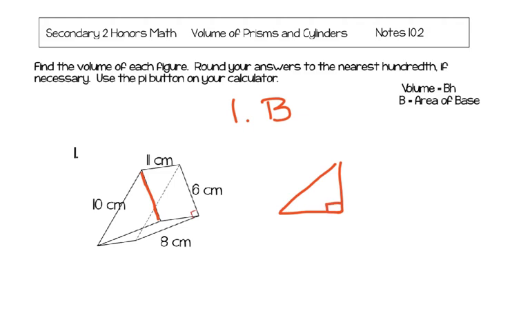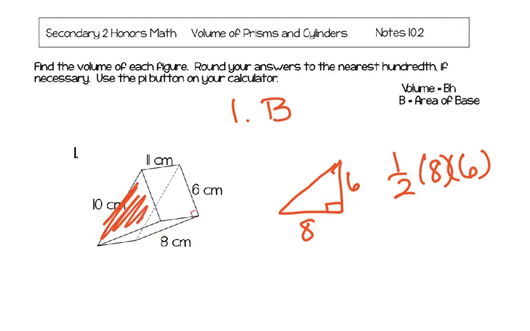So this is my right angle. And I know that this is 8, and I know that this is 6. And so the area of that triangle is 1/2 base times height. So that's 1/2 of 48, so 24. So the base of my prism, this triangle region right there, is going to be 24.